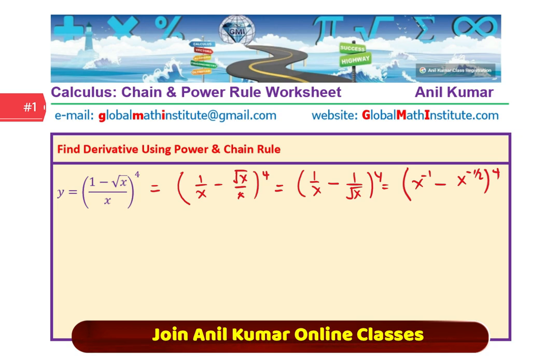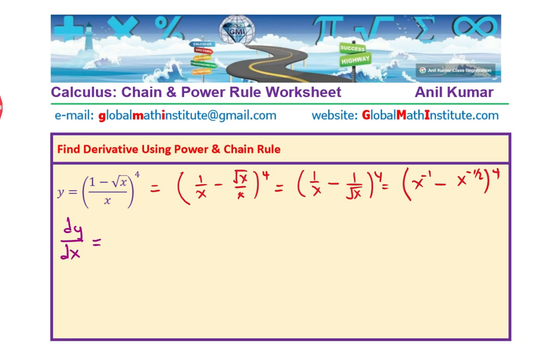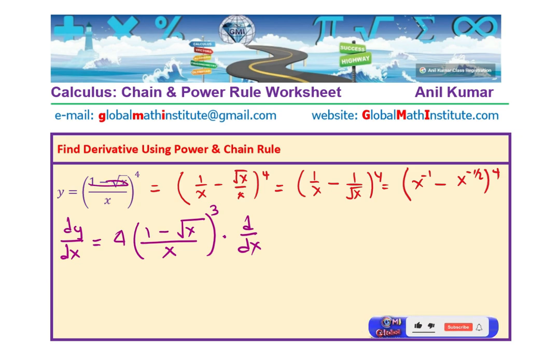Okay. So let's find dy dx. Chain rule, right? So we'll have power rule first on the function, which is 4 times 1 minus square root of x over x to the power of 3 now, right? Times the derivative of inside function. So this function inside I have rewritten as simplified form, right? So that's easy for us to find the derivative. So I am writing this in this form, x to the power of minus 1 minus x to the power of minus half, correct?